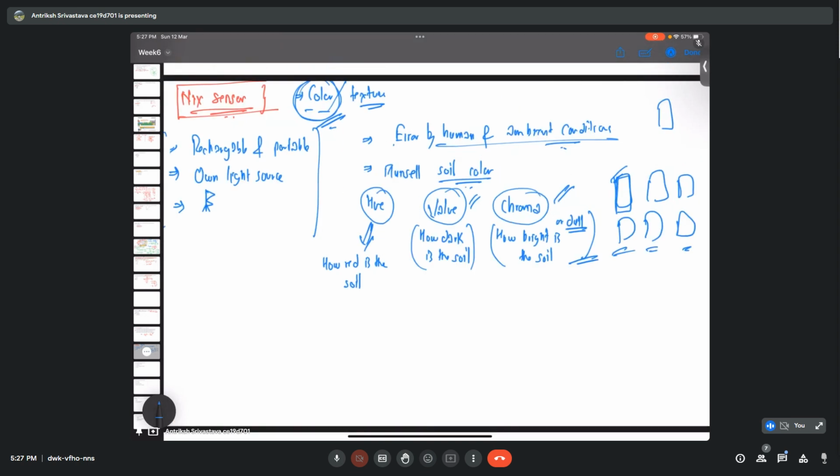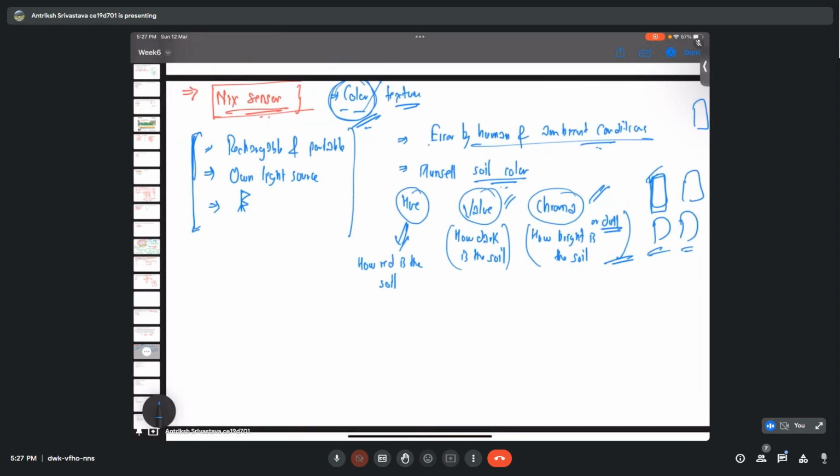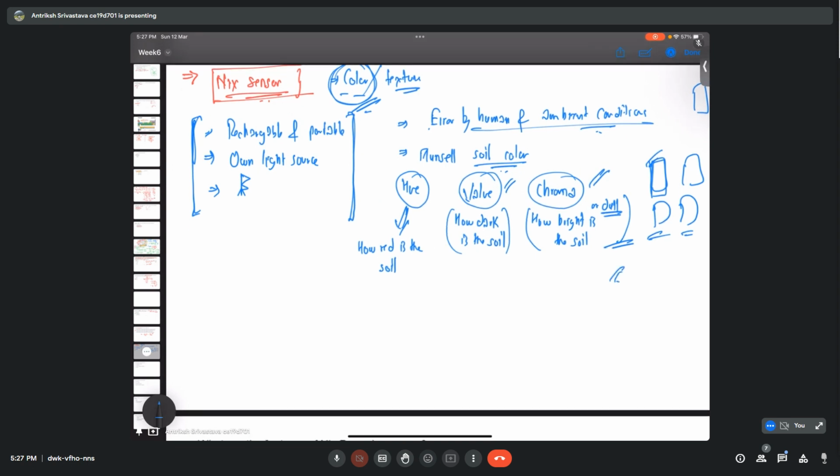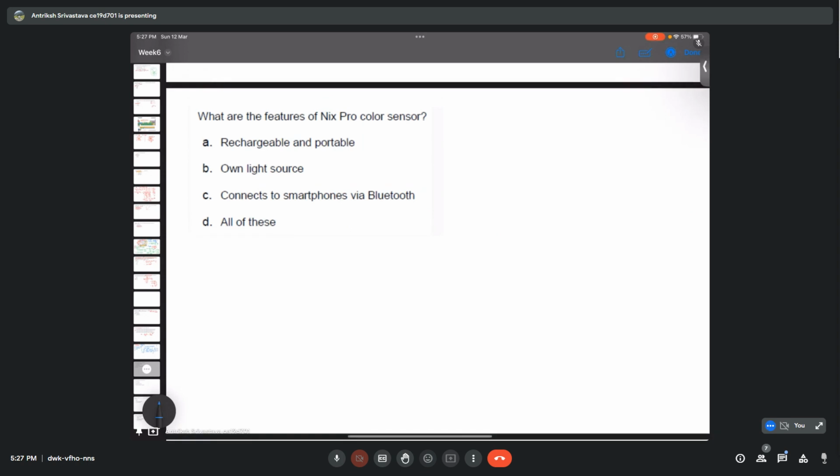Okay, so this is all I think we need to know about this sensor. Now let's see if we are able to answer some questions based on the information that I have given. So what are the features of the NIX Pro color sensor? Out of these things, what are the features? Rechargeable? Yes. Own light source? Correct. Connect to smartphone via Bluetooth? Correct. So all these three were told there. Yes, Abhishek has said correctly. All of these are the features of the NIX Pro color sensor.